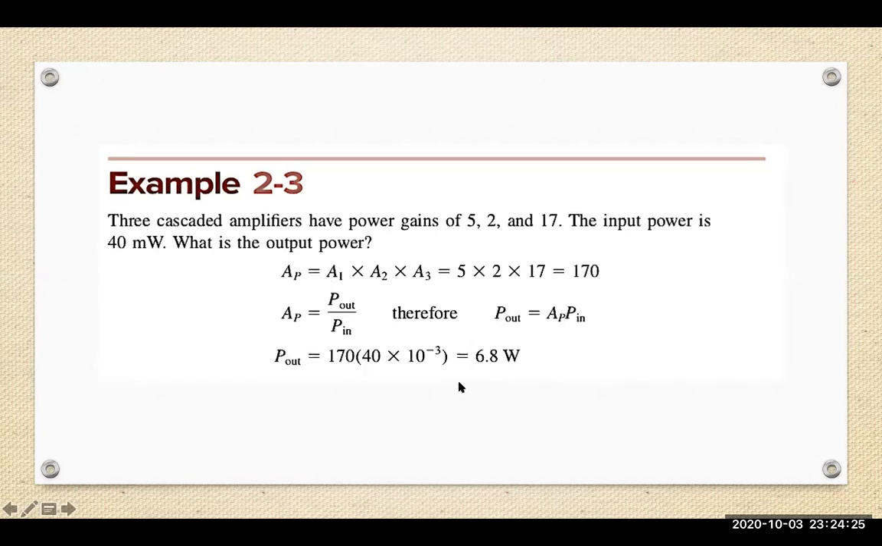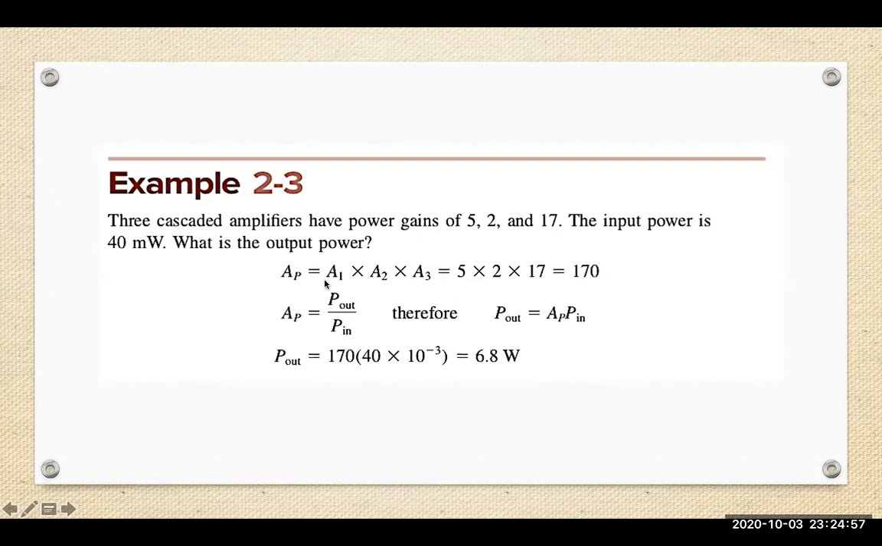Next example, 3 cascaded amplifiers have power gains of 5, 2, and 17. The input power is 40 milliwatts. What is the output power? Now the output power is equal to the product of the 3 gains, or cascaded power gains. So power gain number 1 of the first amplifier multiplied by the power gain of the second amplifier times the power gain of the third amplifier.